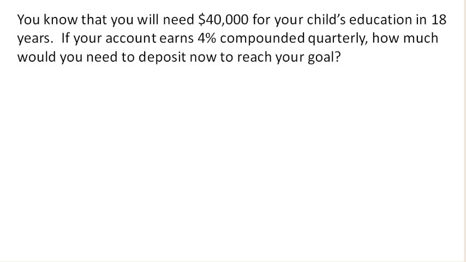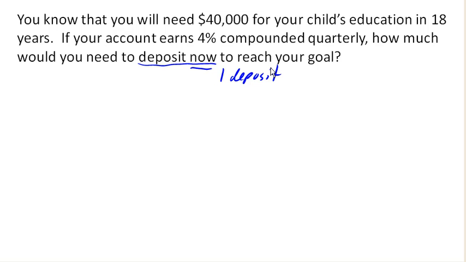So, you know that you will need $40,000 for your child's education in 18 years. If you've got an account that earns 4% compounded quarterly, how much will you need to deposit now to reach your goal? Now, there are a couple of important things to note about this question. First is we're talking about a deposit now, which means we're only making one deposit. And that's what clues us in that this is a compound interest problem and not something like an annuity problem.